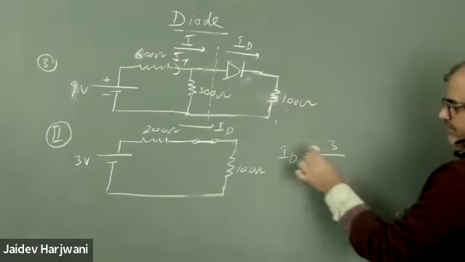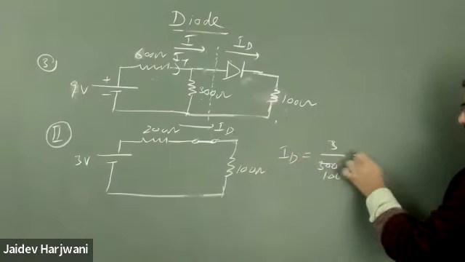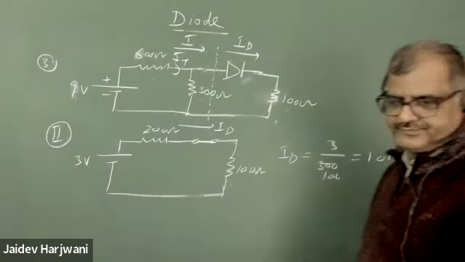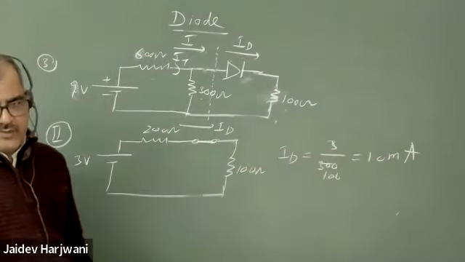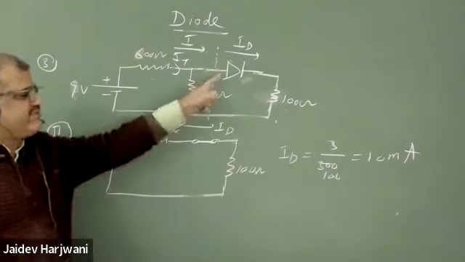ID will come 3 volt upon 300. So again you are getting 10 milliampere current. Okay, now this is a method. Now what you can do directly, you can open this one also.